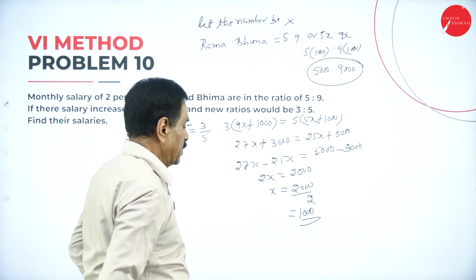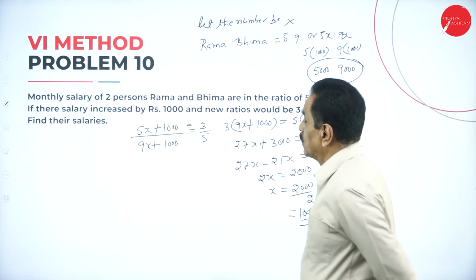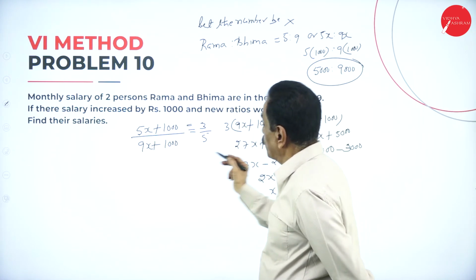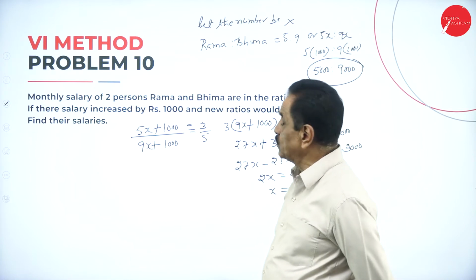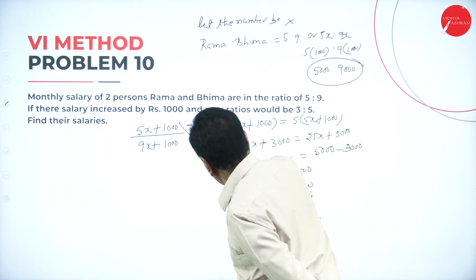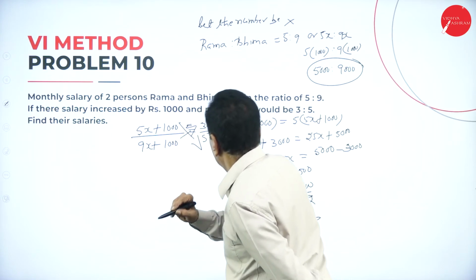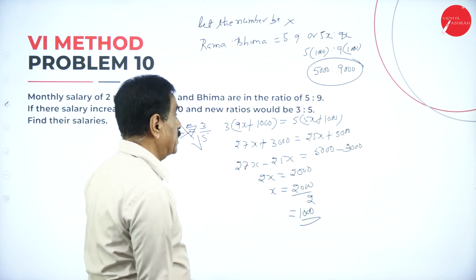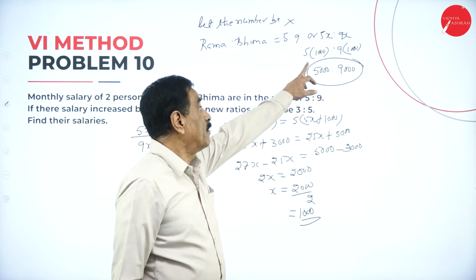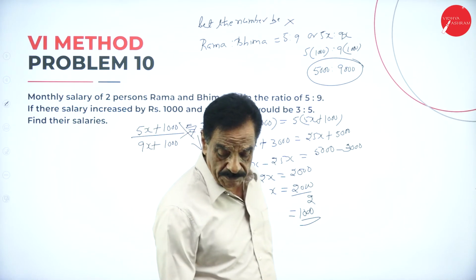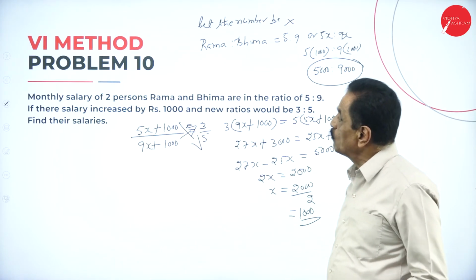Substitute the values. Understand? So they have got 5x increased by 1,000. Second one, 9x increased by 1,000. So they are in the ratio of 3 by 5. I cross multiplied like this. So find out the x value. So x is 5 into 1,000, 5,000. 9 into 1,000 is 9,000. Hope you understand this.